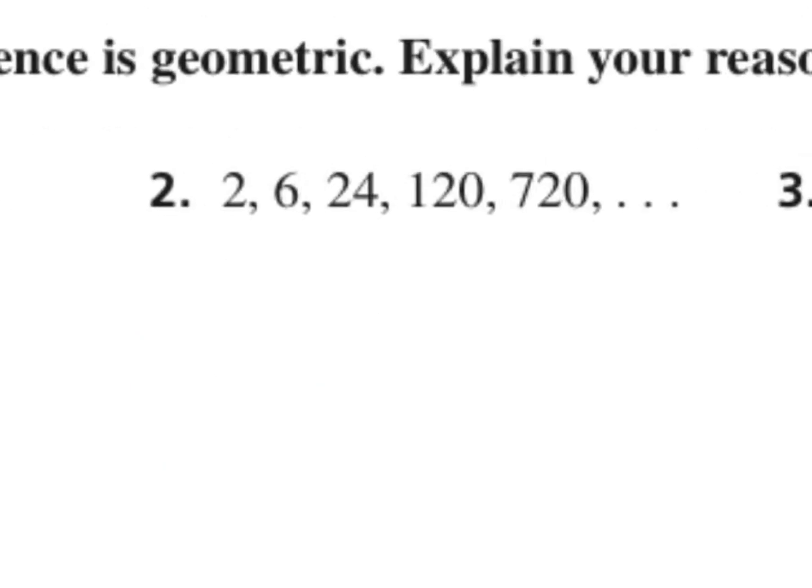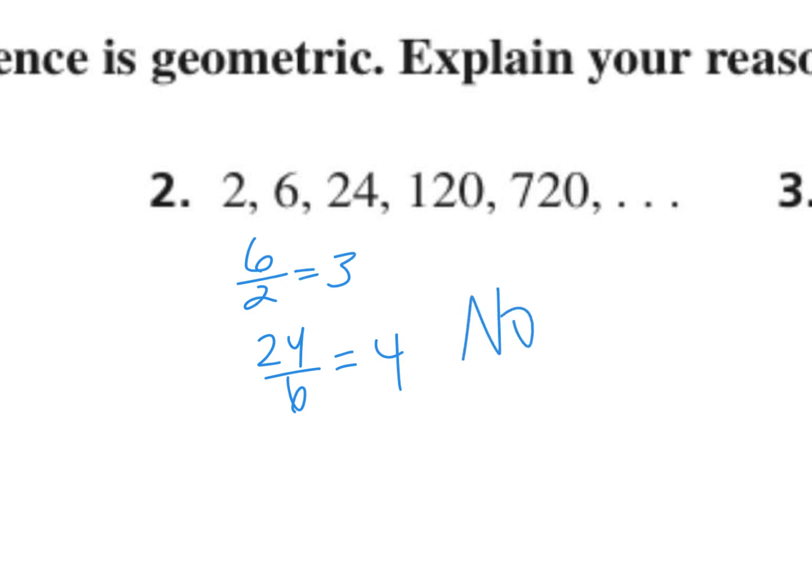So again, let's go here. Take the second term, divide it by the first. What's 6 divided by 2? 3, okay? So take the third term, 24, divide it by the second. What's 24 divided by 6? 4. As soon as you see, oh wait, it's not the same, what's your answer here? No, you do not have to keep going. It has to be the same every single time. You guys with me? All right.